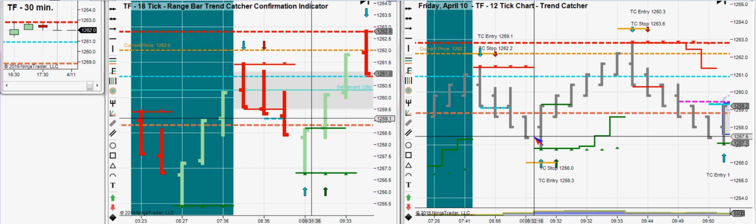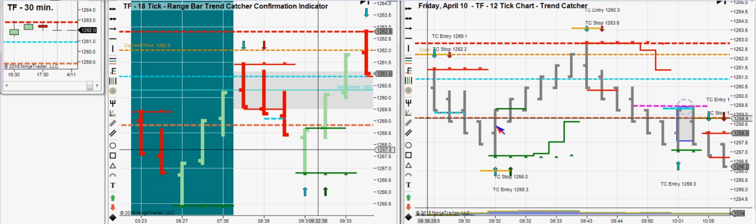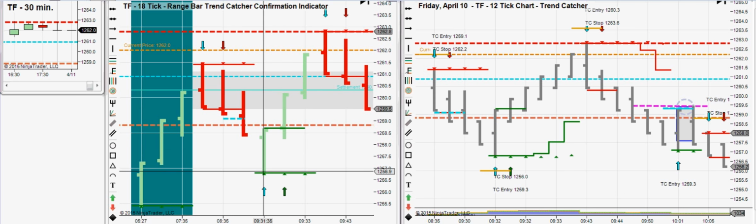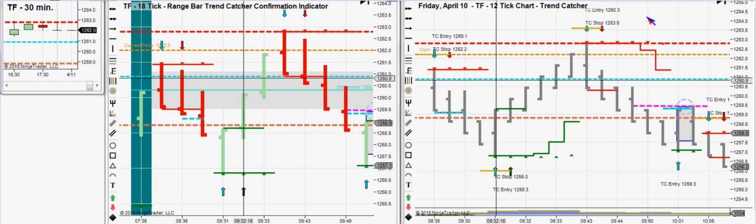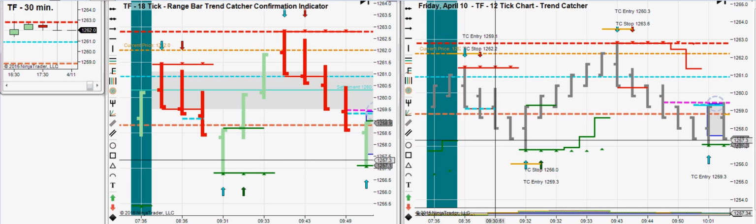Okay, so then we would have ended up coming along with another pending signal here. When we got that next pending signal, I guess I'll need to close the process. So you got a chance to see what it looks like for two range bars closed in the same direction before you take the trade.